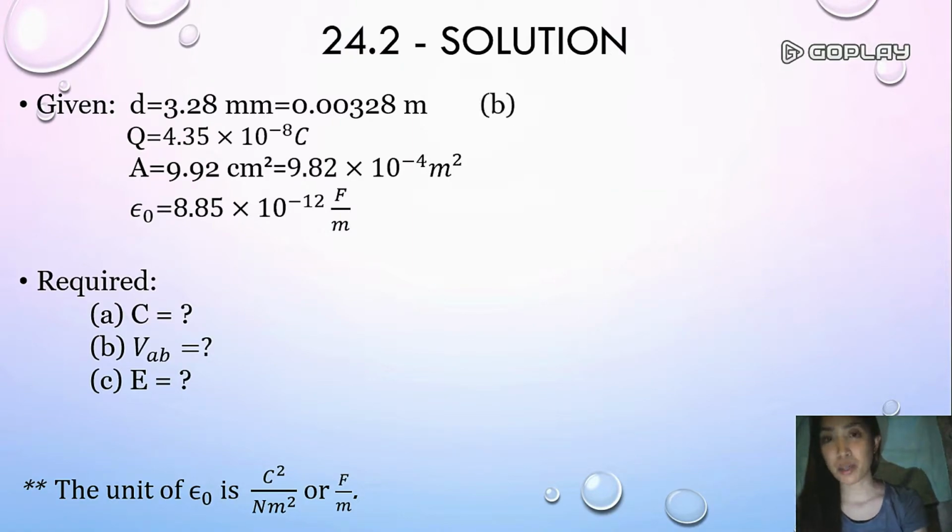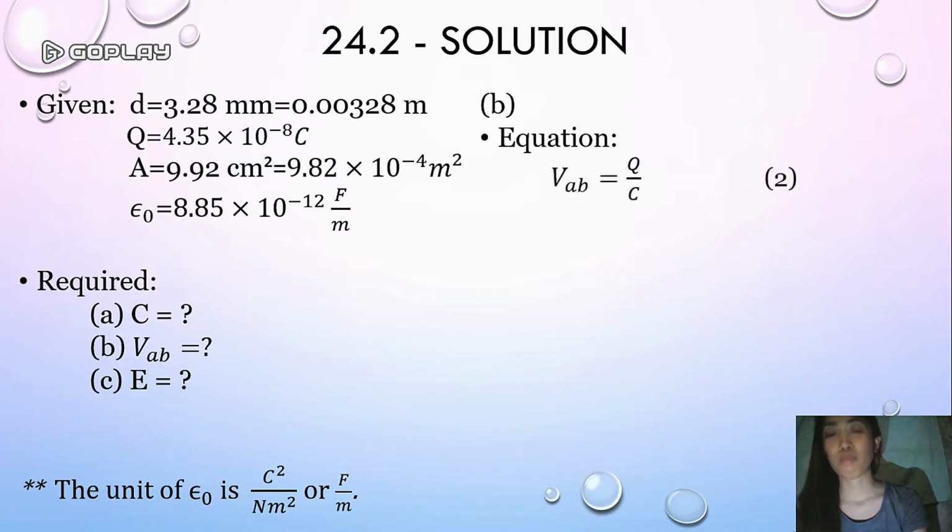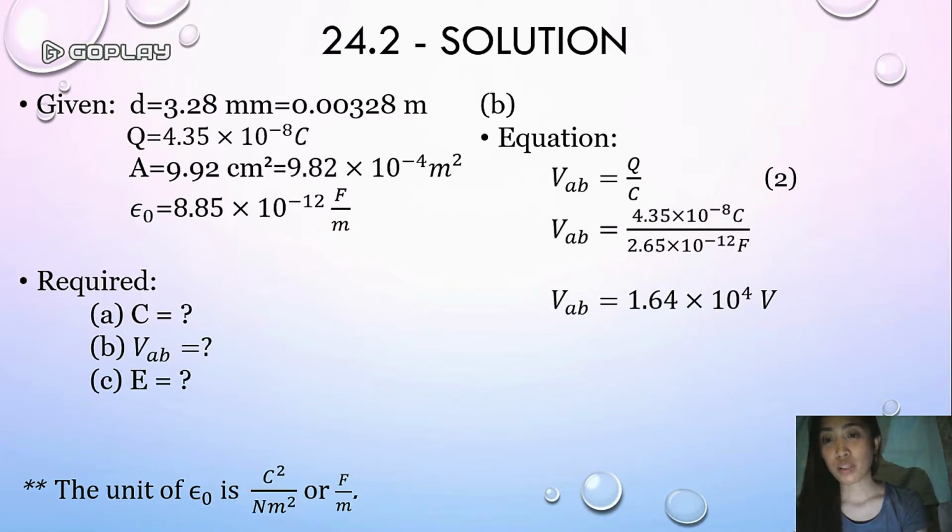Okay, so for letter B, the capacitance depends on the potential difference between the 2 points as given by equation 24.2 in the form VAB is equal to Q over C, where the capital Q is the charge in the conductive plates. Then now we can plug our given values for Q and C to get VAB. We get 1.64 times 10 raised to 4 volts. So that is the potential difference between the two parallel plates.